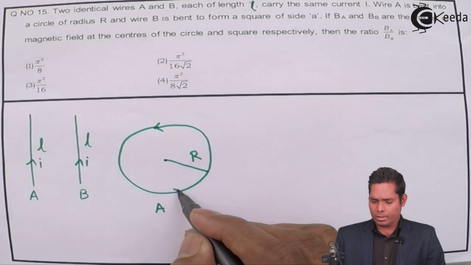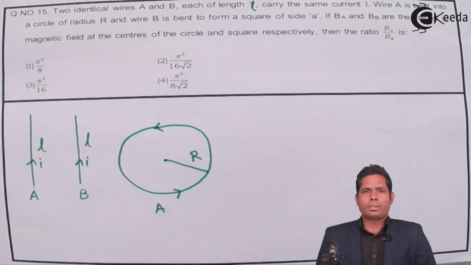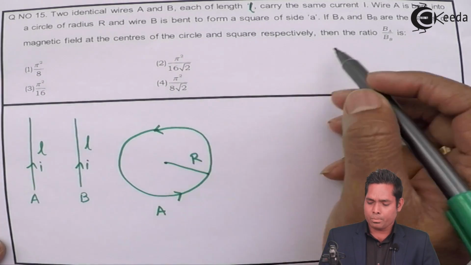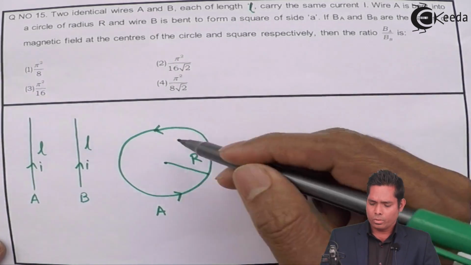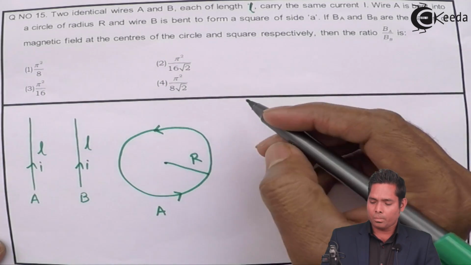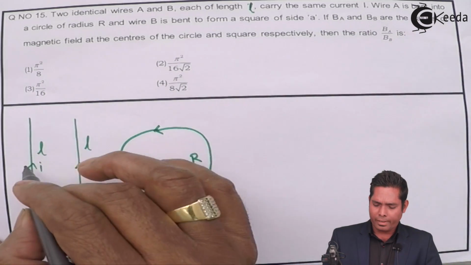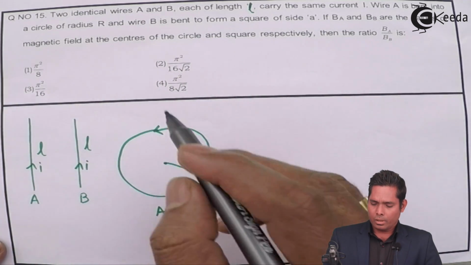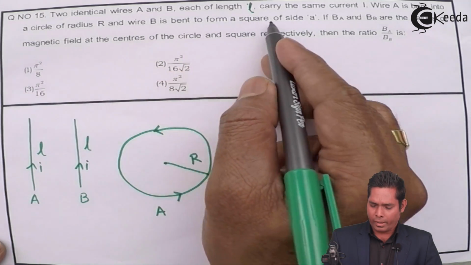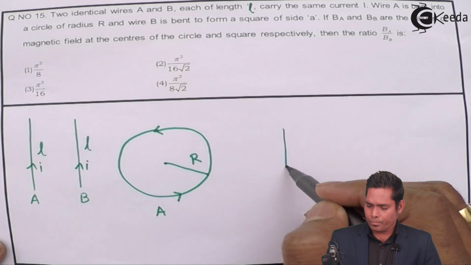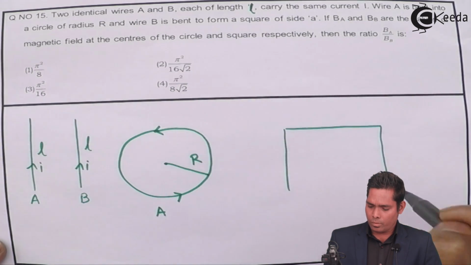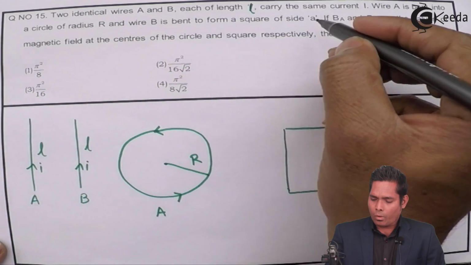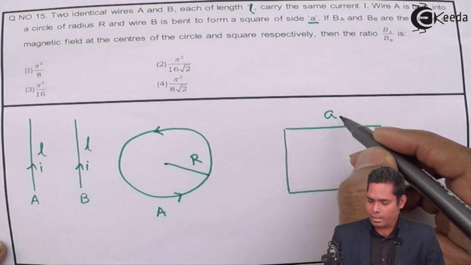Suppose the current is flowing in this direction. The direction of current flow is immaterial because we only have to find the relations. So whether it is anti-clockwise or clockwise is not important. This first wire is made into a circle of radius R, and wire B is bent to form a square of side A. So each side is A.